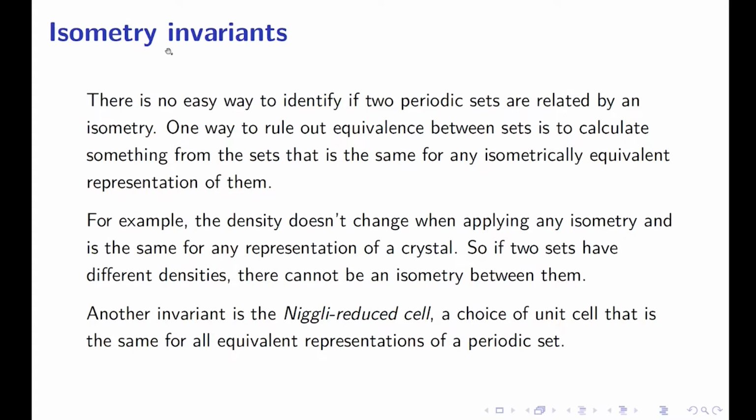So we're going to use an invariant, an isometry invariant, to tackle this problem. And I mentioned briefly the reduced cell, which is another invariant. So you can apply an algorithm to find a reduced cell, which is the same no matter which input cell you started with, as long as the periodic sets you started with were literally isometric.